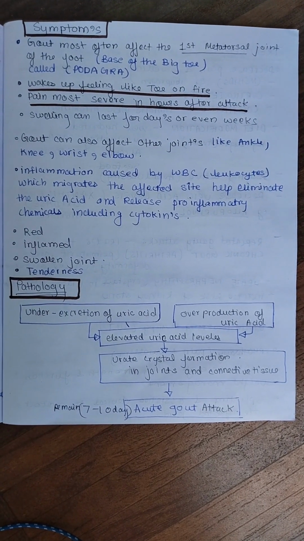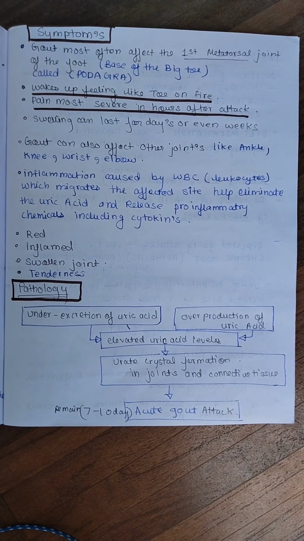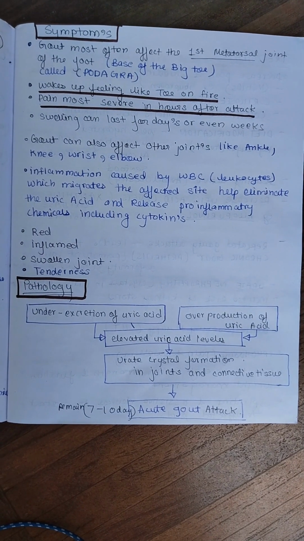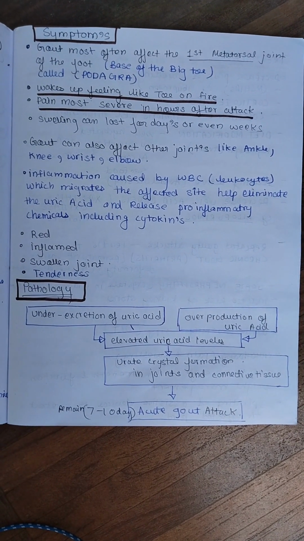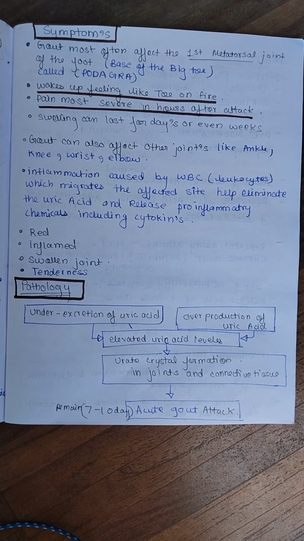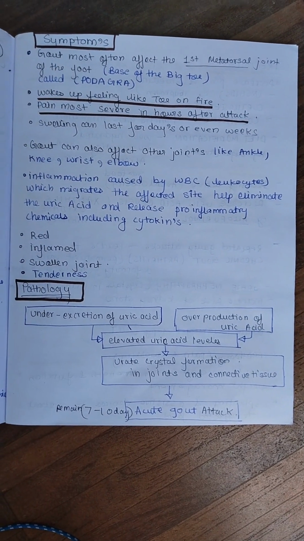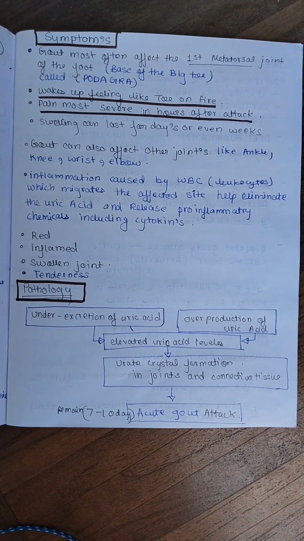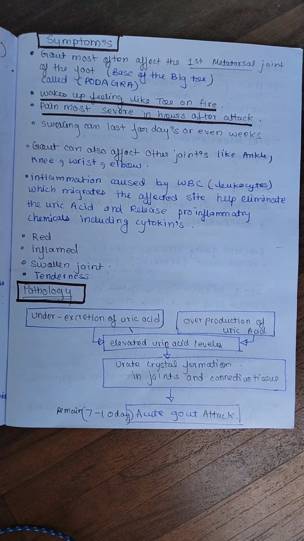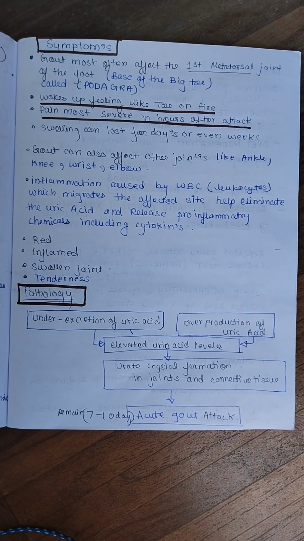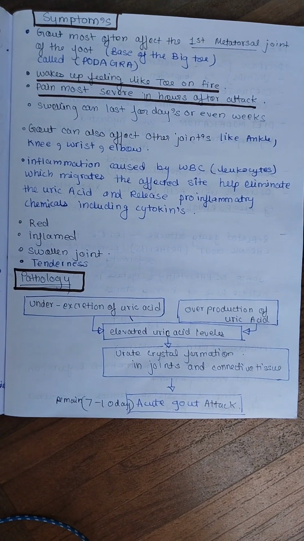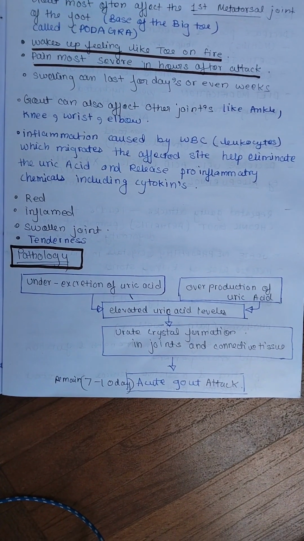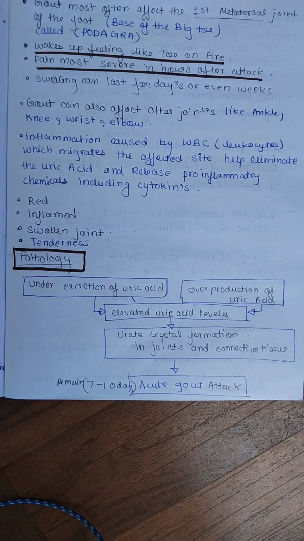In podagra, whenever the person wakes up, the toe feels like it is on fire. It's very painful, and the toe becomes swollen. These symptoms can stay for about a day or even a week. Gout not only affects the first metatarsal joint, it can also affect other joints like the ankle, knees, wrist, and elbow.